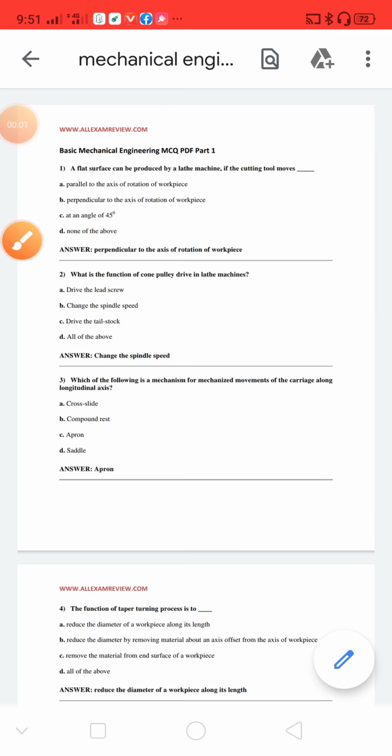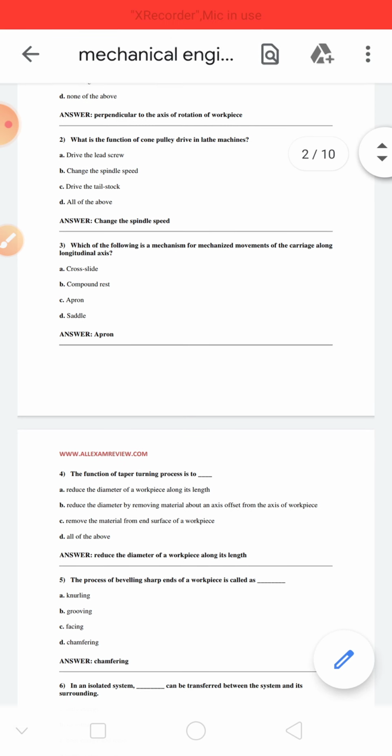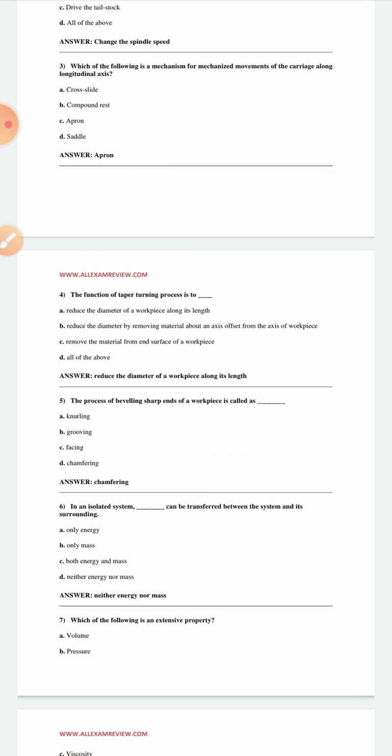A flat surface can be produced by a lathe machine if the cutting tool moves perpendicular to the axis of rotation of the workpiece. What is the function of cone pulley drive in lathe machine? Change the spindle speed. Which of the following is a mechanism for mechanized movement of the carriage along the longitudinal axis? Apron. The function of the taper turning process is to reduce the diameter of a workpiece along its length.